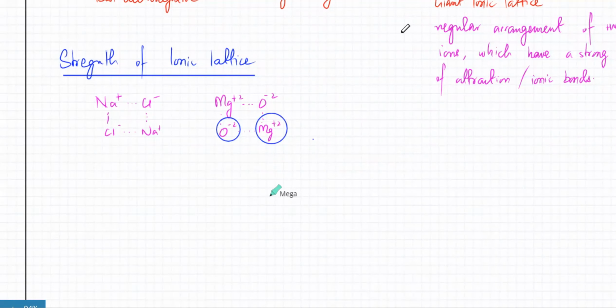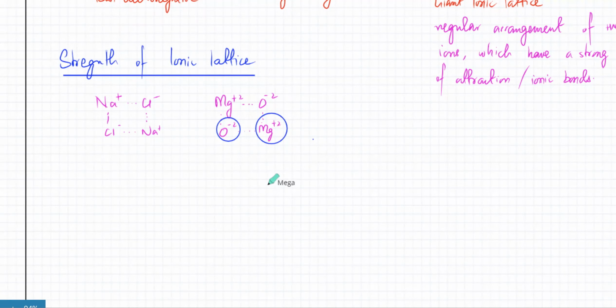Simple, if you studied it in O Levels physics, static charge, if the positive is greater and the negative is greater, there's going to be a lot more attraction. So if the positive charge is less and the negative charge is also less, there's going to be weaker attraction between them. So all these ions will not be attracting each other very strongly, but these ions would be attracting each other with a lot more force.